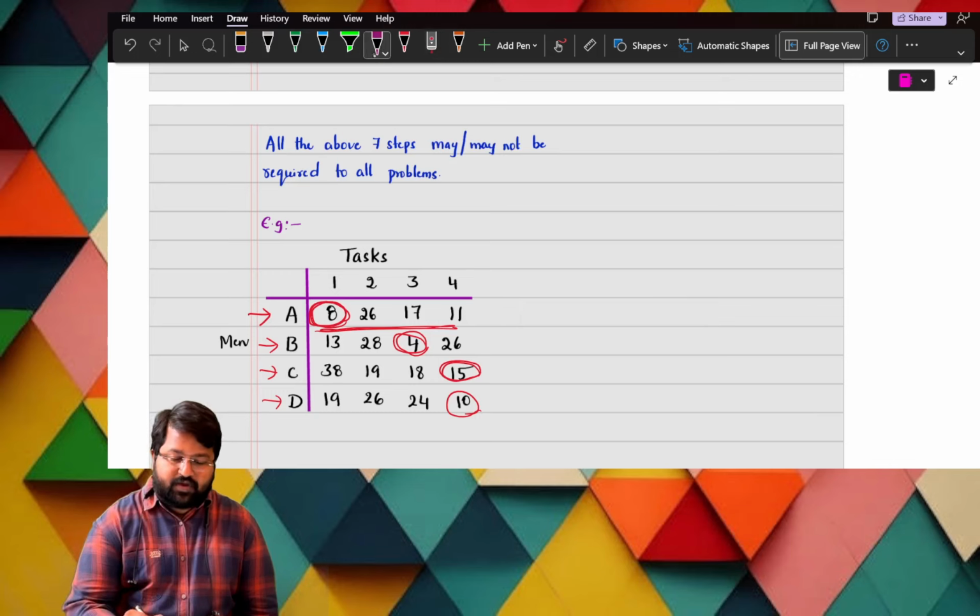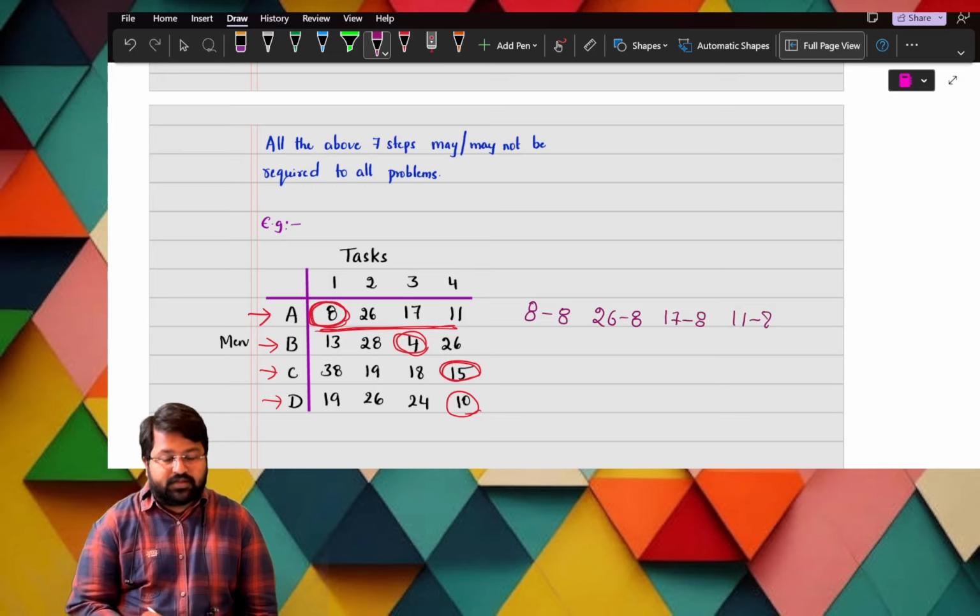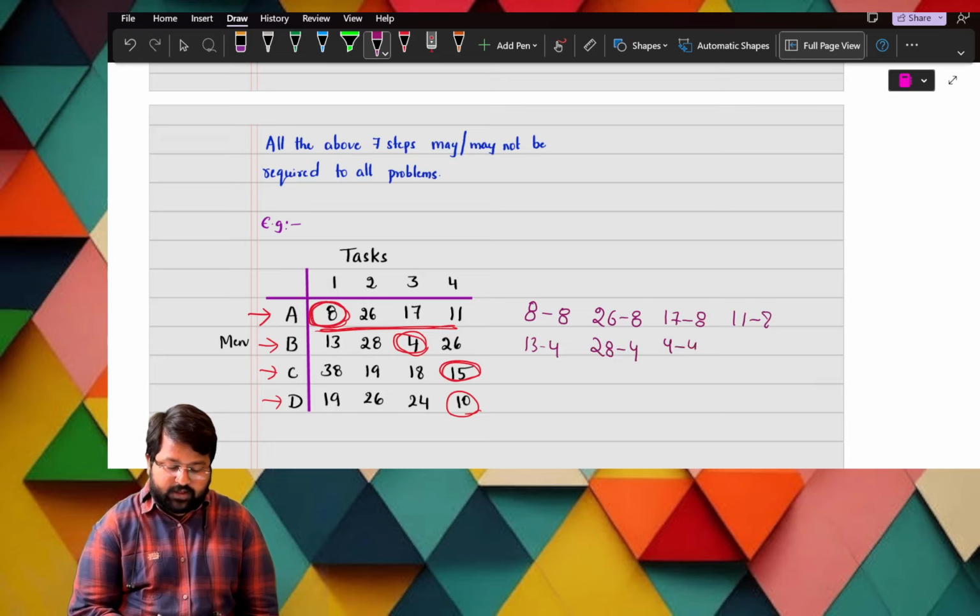So I will write here for your understanding. 8 minus 8, 26 minus 8, 17 minus 8, 11 minus 8. This is the case of row A. Next, row B: the least number is 4. So 13 minus 4, 28 minus 4, 4 minus 4, 26 minus 4.